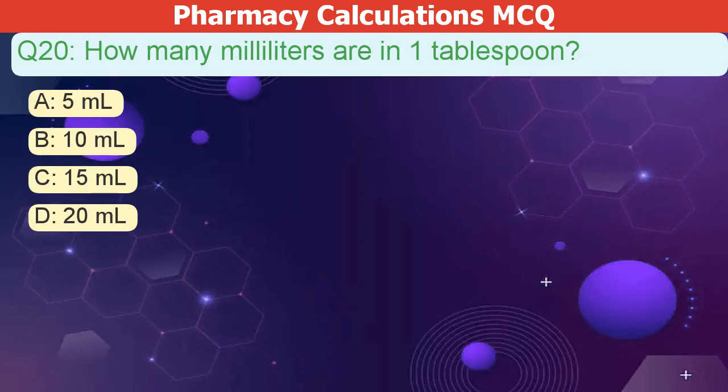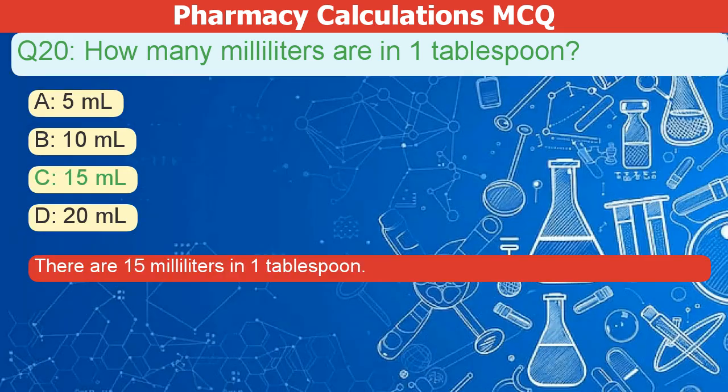How many milliliters are in 1 tablespoon? A. 15 milliliters. B. 10 milliliters. C. 15 milliliters. D. 20 milliliters. The correct answer is C. There are 15 milliliters in 1 tablespoon.